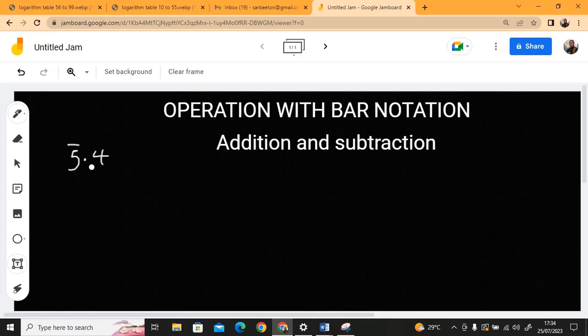Now I'll deal with the addition first. Bar 5.4 plus, let's say we have bar 3.2. Let's assume we are solving this. Now, addition doesn't have any problem. That is one thing about addition. Just like normal addition, 4 plus 2, you get 6. You have your decimal point here. Now, this is -5. It is -5 plus -3. This is what it means.